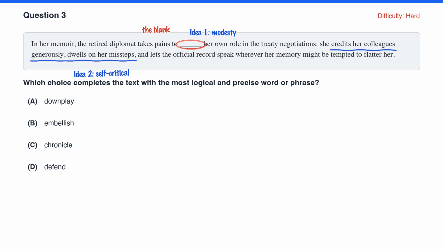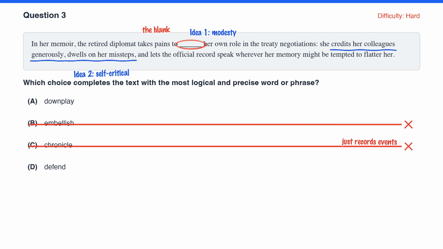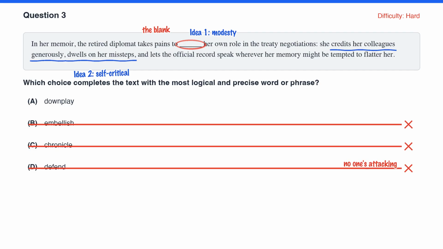Now test the choices against those clues. Embellish means to exaggerate or adorn, the exact opposite of what she's doing. Scratch that one. Chronicle just means to record events. You can chronicle a role while still inflating it, so it misses her modesty. Not this one either. Defend implies she's answering criticism, but nobody is attacking her. Gone as well. That leaves downplay, to make her role seem smaller.